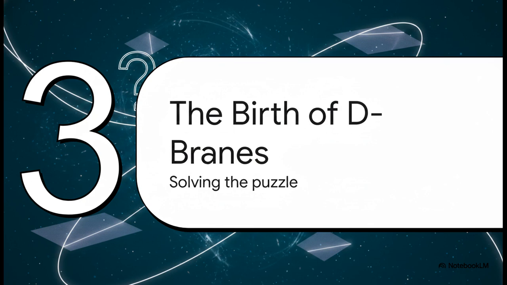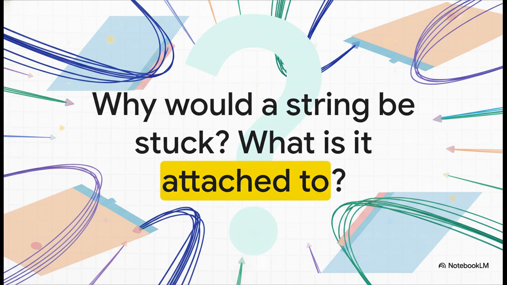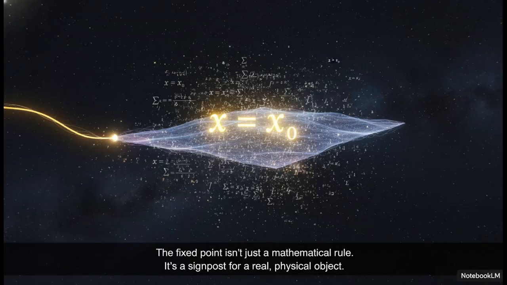Welcome to part 3, the birth of D-Branes. This is where we finally solve that nagging puzzle. This is the question that blew the whole thing wide open. Just think about it. If the string's end isn't just mathematically fixed for no reason, if there's a physical reason it's stuck, then it has to be attached to something. But what? What kind of object could even exist in spacetime that a string could end on? And the answer required this huge shift in perspective. The fixed point, that weird Dirichlet condition, wasn't just some rule you write in an equation.